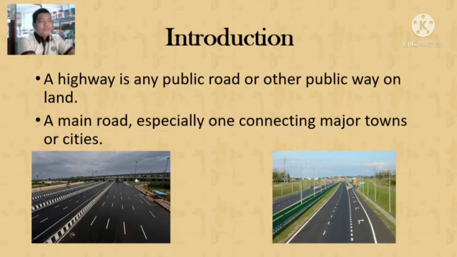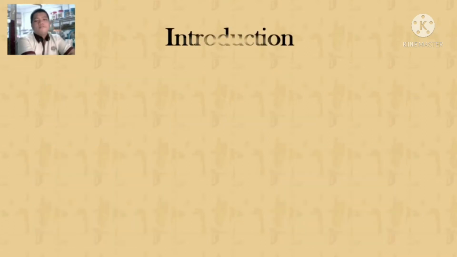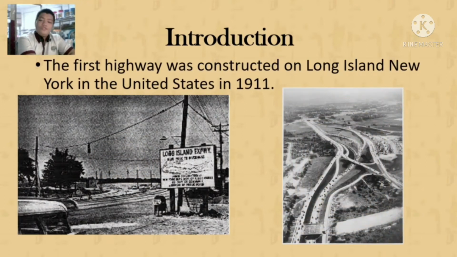A highway is any public road or other public way on land. A main road, especially one connecting major towns or cities. Did you know that the first highway was constructed on Long Island, New York, in the United States in 1911? Here is the first picture, and this is the second picture of the first highway constructed.